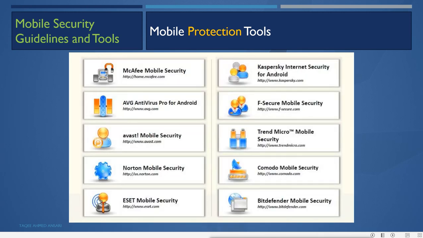Then these are some other mobile protection tools and antiviruses. Basically we have McAfee Mobile Security, Kaspersky Android Security, Internet Security for Android. We have AVG Antivirus, Avast, Norton, ESET, Bitdefender, Comodo, Trend Micro, F-Secure. So these are the protection tools, or we can say the antiviruses, for our mobile devices.